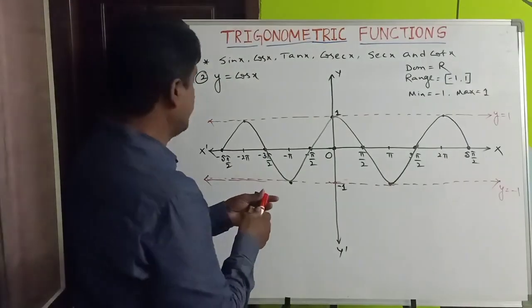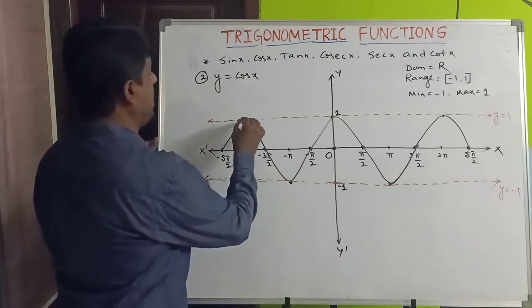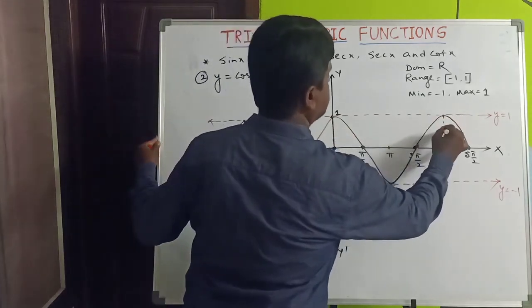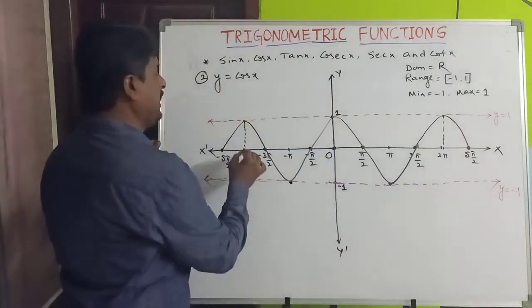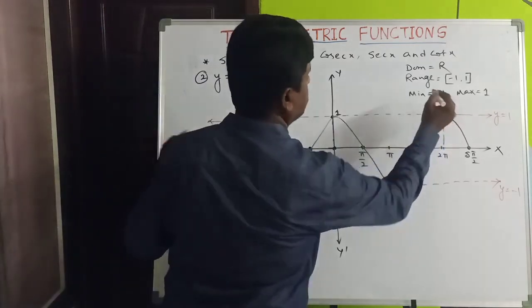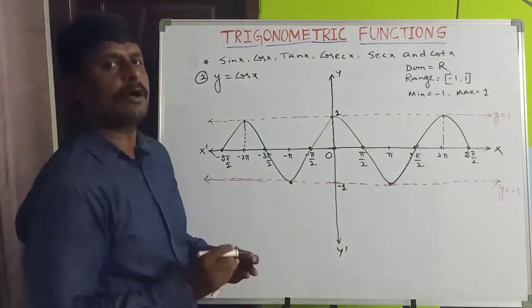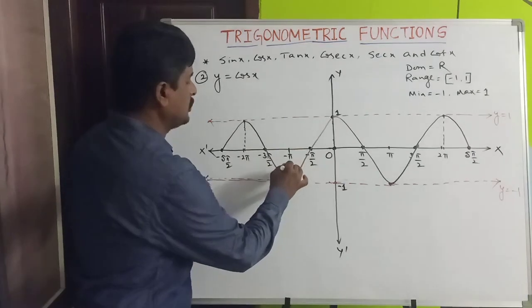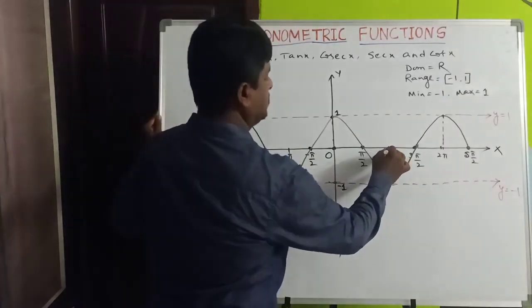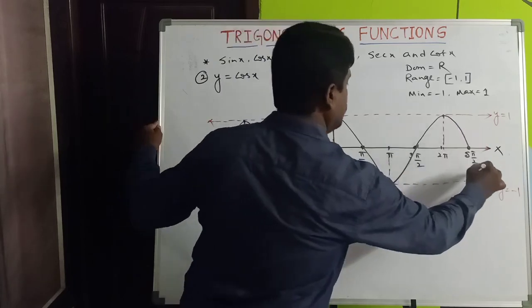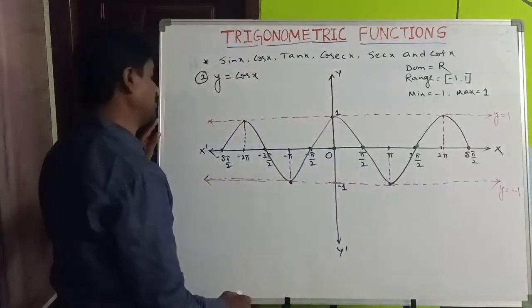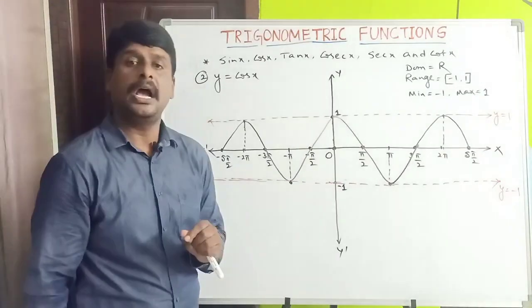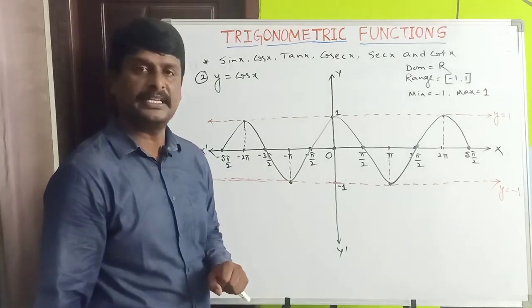And also observe that cos x reaches maximum height at x equals 0, x equals 2 pi, x equals -2 pi. At these points cos x is equal to 1. And where it is -1: at x equals -pi, at x equals pi, again it will come down at 3 pi by 2 and again at -3 pi by 2. At those values it is equal to -1.